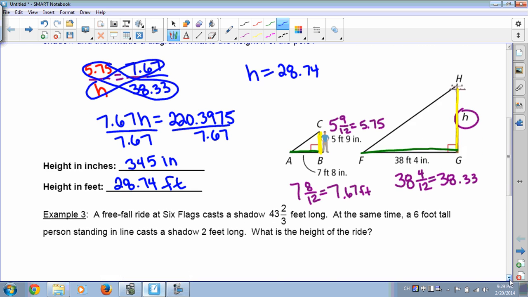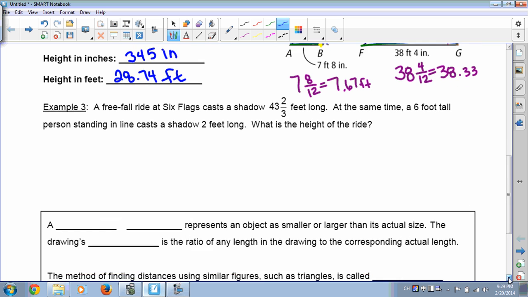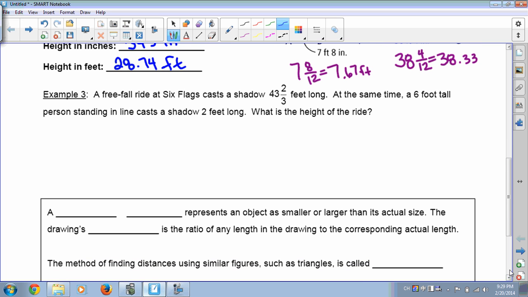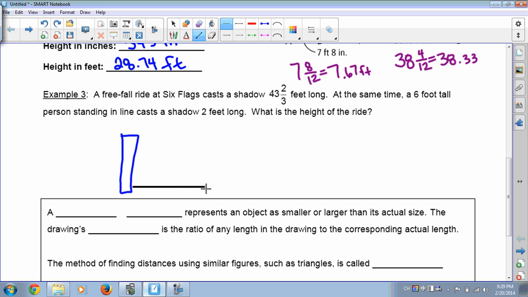Okay, one more problem on the front. A free fall ride at Six Flags casts a shadow 43 2/3 feet long. So here's our ride. I have no idea what it looks like. That's a really horrible picture. Let's undo that. Okay, I'll just pretend like this is our ride. It's just a tall building. Okay, and it's going to cast a shadow. Let me make a straight line here. Here we go. So here's our shadow, 43 2/3 feet long.